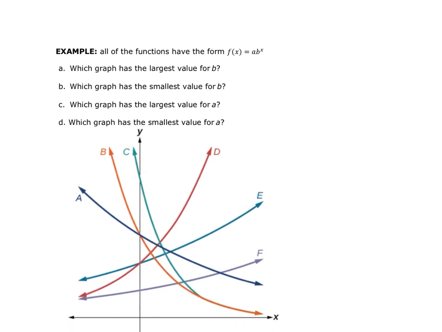So now we're going to look at, if I have a times b raised to the x for all of these graphs, I'm trying to determine which one of all of these graphs is likely to have the largest b value. So I'm looking for the base. Which one is going to have the largest base? For this, my largest base must be this one because it is increasing the fastest. So this is the one with the largest base.